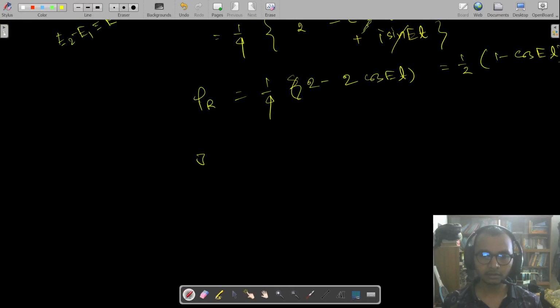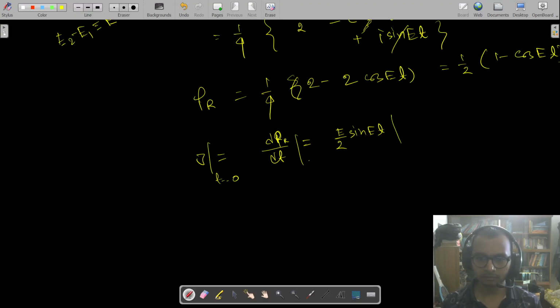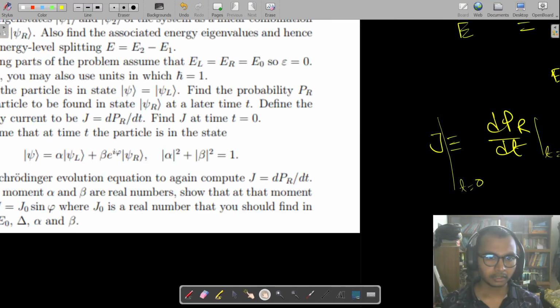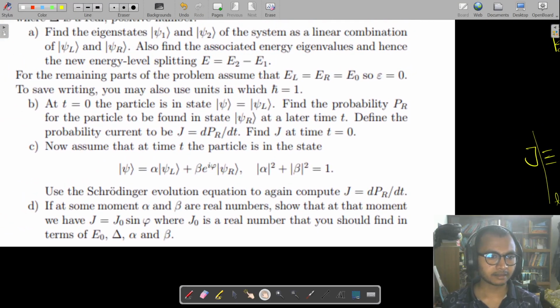Now let's calculate the value of the probability current, which is given by this expression at t equal to 0. It turns out to be 0. I believe that concludes the answer for question B. We'll now move to question C.